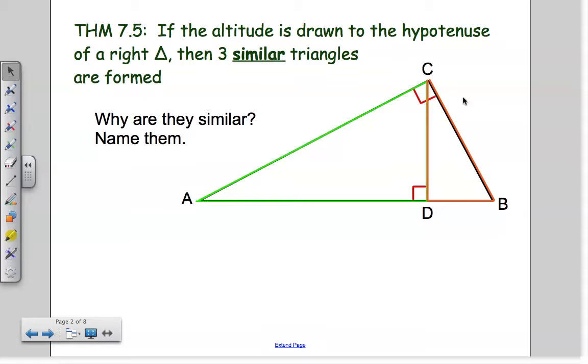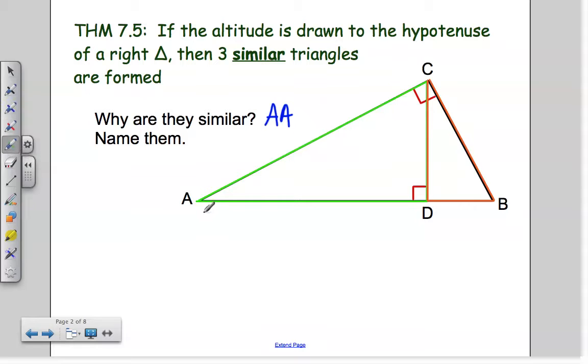And then look at the orange triangle and the big triangle. They share an angle as well, angle B. That's part of the orange triangle. It's also part of the big triangle. So they are similar by angle-angle similarity. And I want to name those similar triangles.